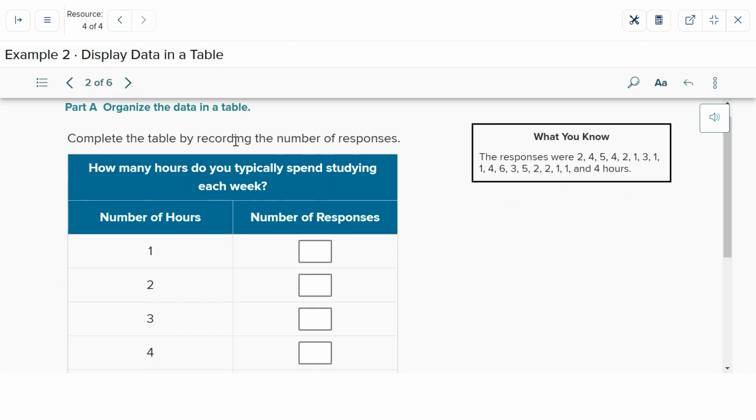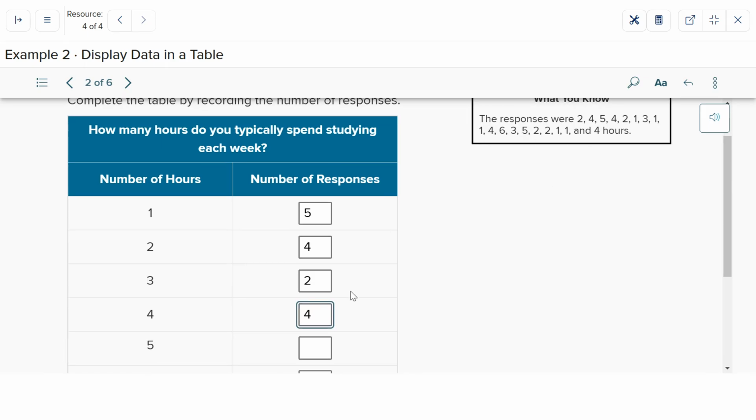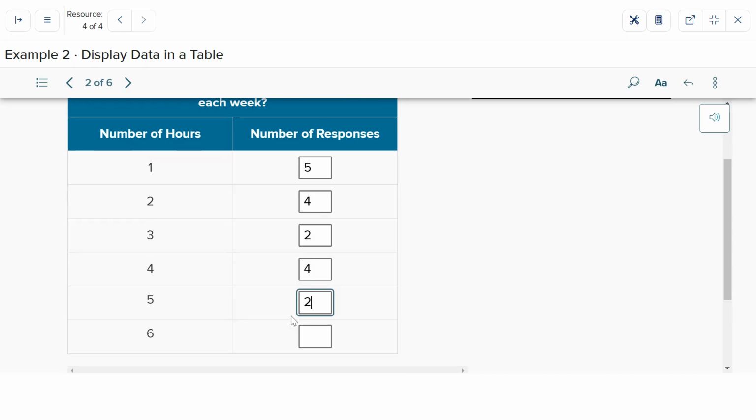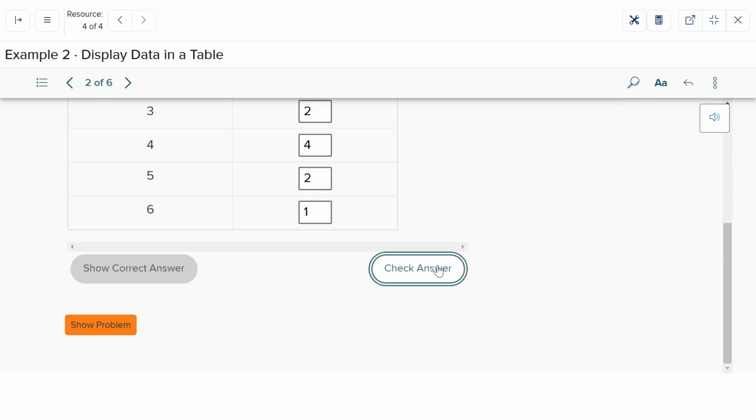So here's how we're going to complete this table. For number of hours 1, we're going to come over here and find all the ones. So we have 1, 2, 3, 4, 5 people said they study 1 hour per week. And then how about 2 hours? 1, 2, 3, 4 people said that they study 2 hours per week. 3 has 2. 4 has 4. 5 has 2. I'm counting super fast here. Hopefully, I'm counting correctly. And 6 only has 1. So you need to fill in that. Did I do it right?